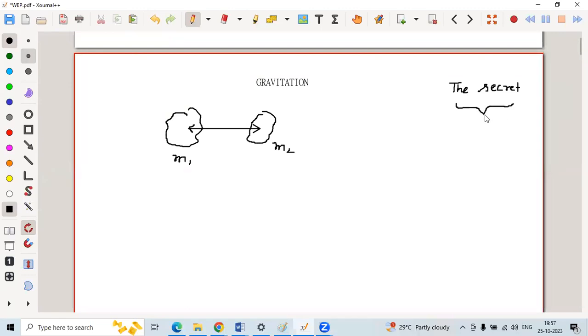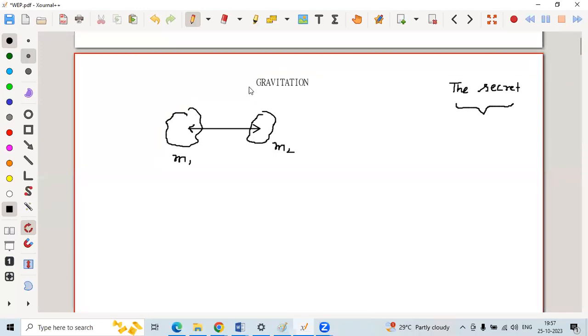That is called gravitation. Force of attraction between any two objects. In physics, we have four forces. One is gravitation, next one is electric force, third one is strong nuclear, fourth one is weak nuclear.